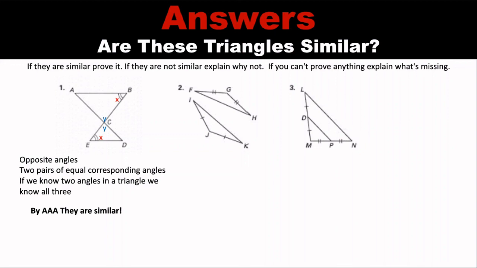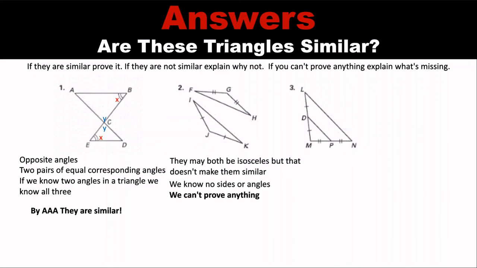Question 2 here. I know that they're both isosceles triangles, but that doesn't necessarily make them similar. If I have no side lengths to compare to find a scale factor of enlargement or equivalent ratios, and I have no angles to compare, again, I can't prove anything.